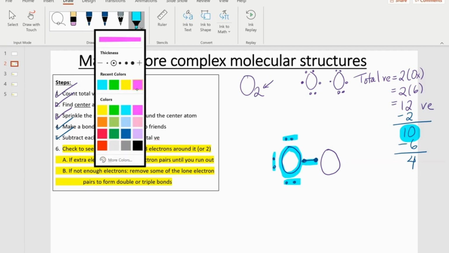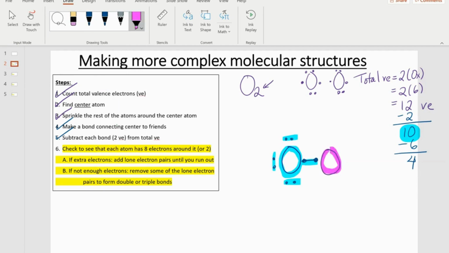Now, if we do the same thing with our other oxygen, we have 2 here, and again we have a problem because that's 2 and not 8. It needs 6 more, and we only have 4 more. So we kind of have a problem going on. We're going to put those 4 because we have them, and we're out of electrons, but we don't have enough to make everybody have 8. So we need to take some to make a double or triple bond.